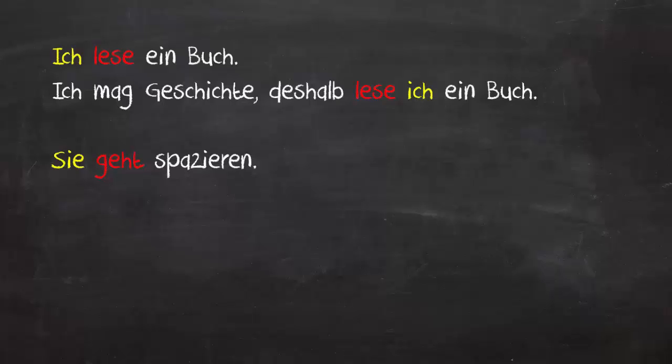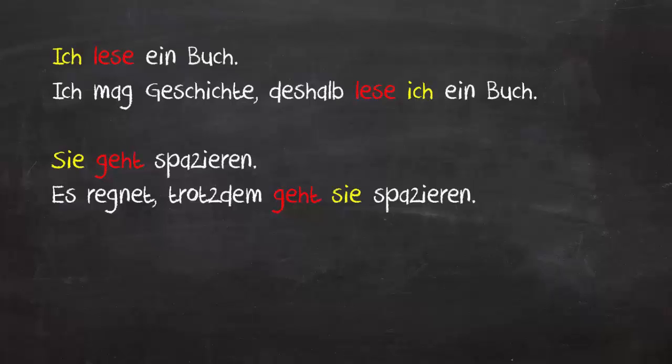Sie geht spazieren. She's going for a walk. Es regnet. Trotzdem geht sie spazieren. It's raining. Nevertheless, she's going for a walk. And again, the same thing happens in the subordinate clause. Geht comes before sie.